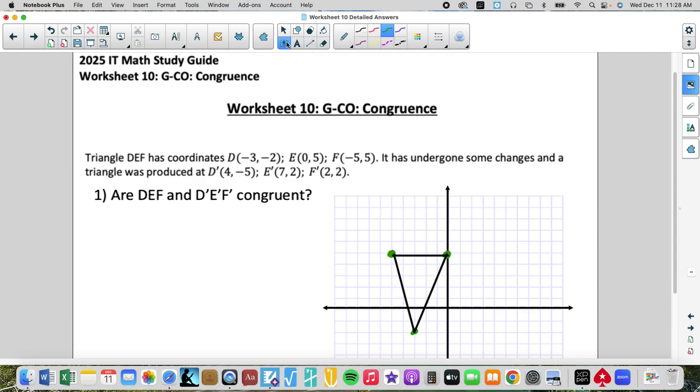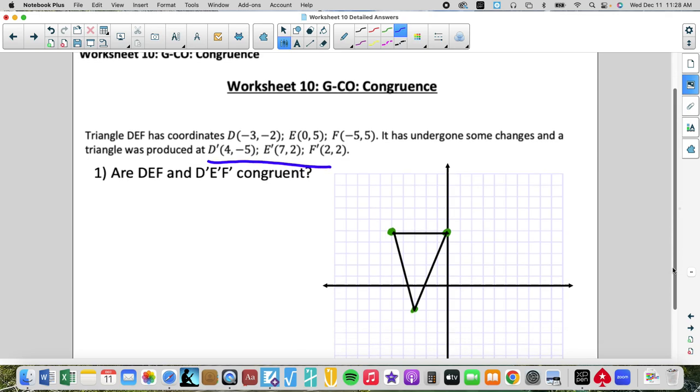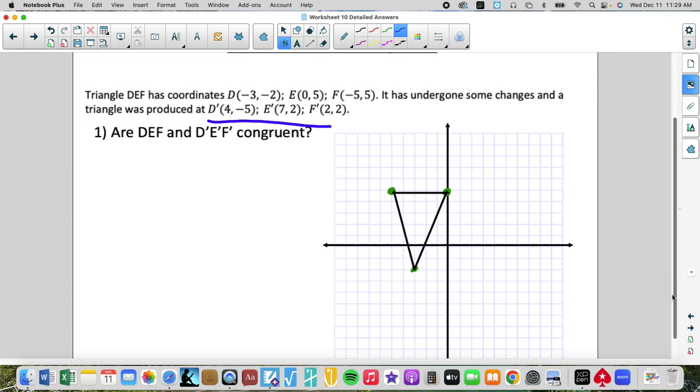We see that it looks very similar to an isosceles triangle. Now we're going to do this one in blue. So 4, -5. That is going to be D prime. So this was D, and this is going to be D prime. And 7, 2 is going to be E prime, and I would assume that this is E. And F prime is 2, 2.